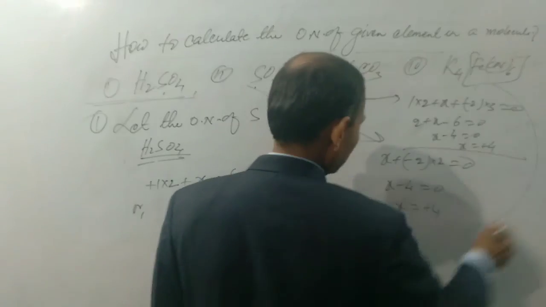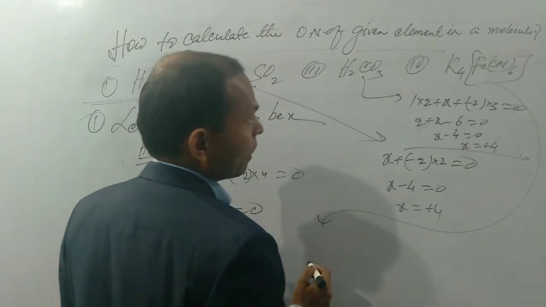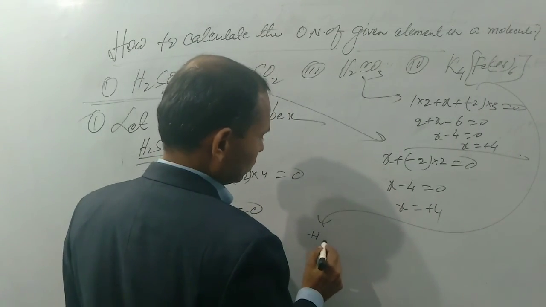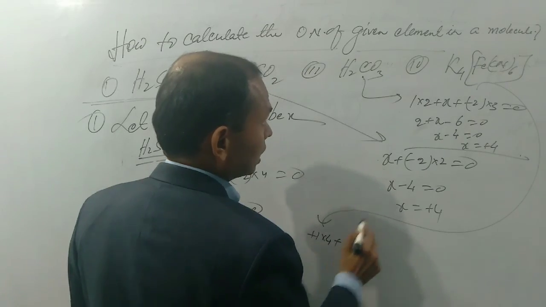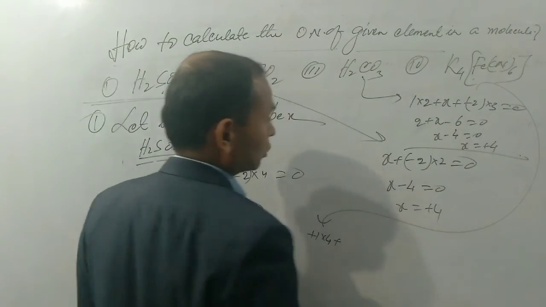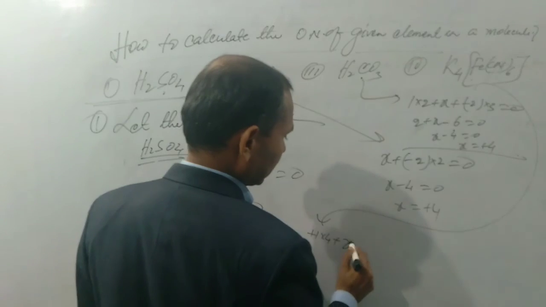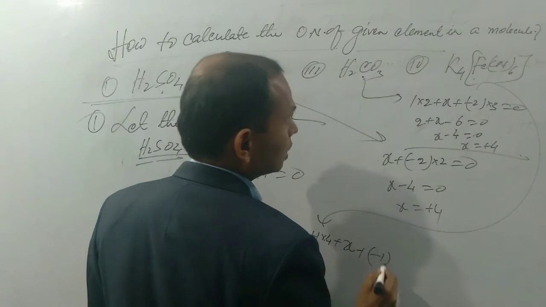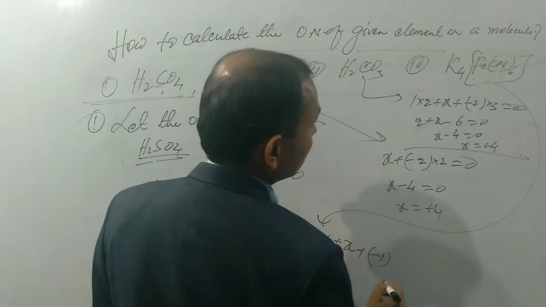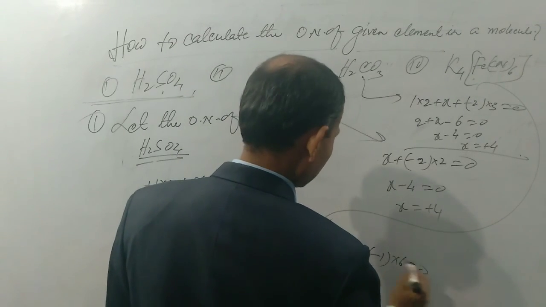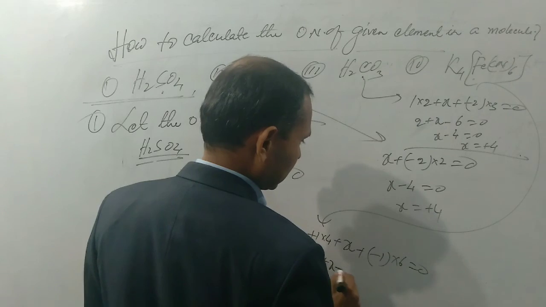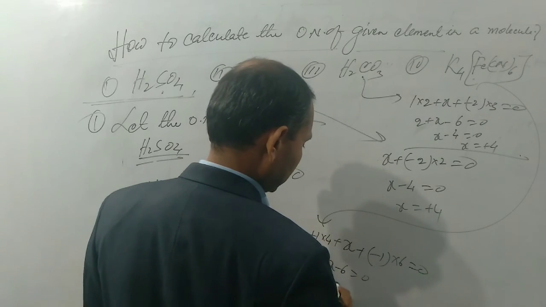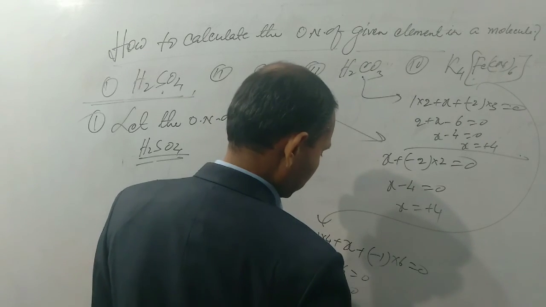In case of K4Fe(CN)6, potassium is +1, so +1 into 4. In this compound, the oxidation state of iron will be calculated. X plus cyanide, which has a -1 charge, into 6 will equal 0. 4 plus X minus 6 is equal to 0. X minus 2 will be 0. X equals +2.